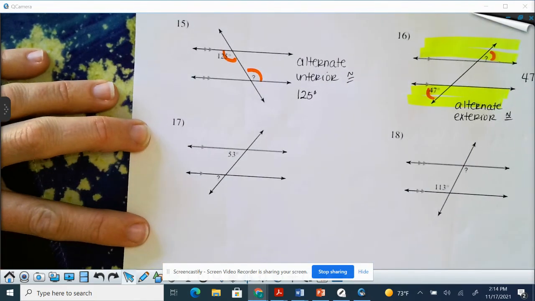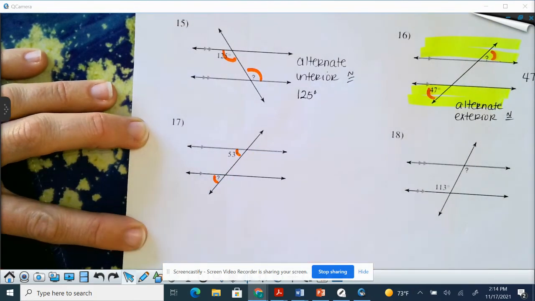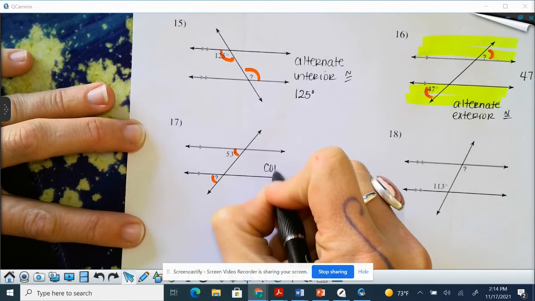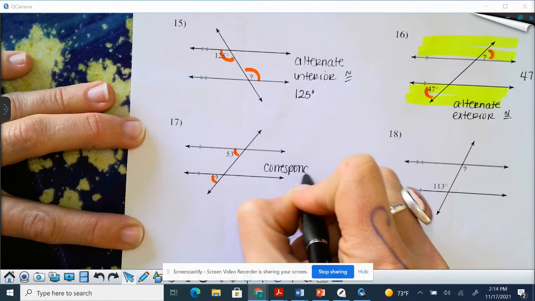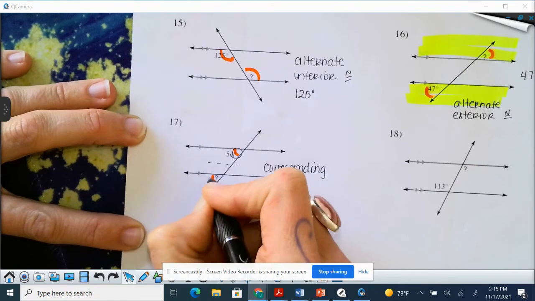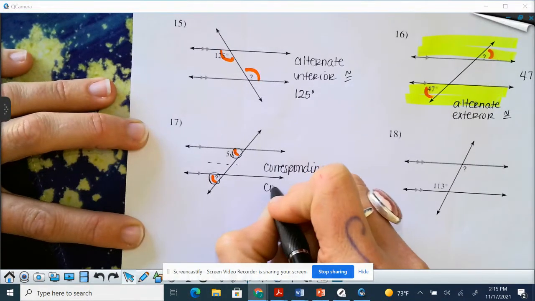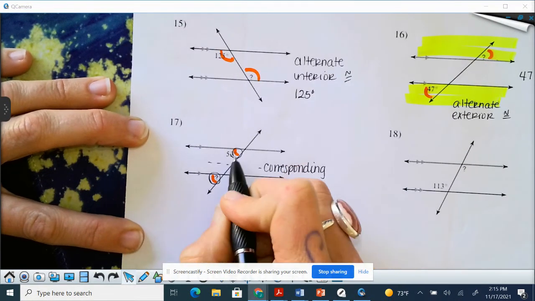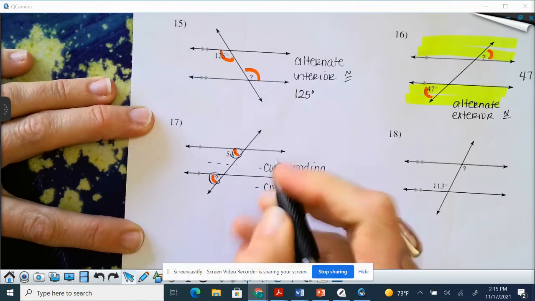All right, number 17. We're on the same side of our transversal, but one's on the inside and one's on the outside. So we know that means they are corresponding. That's when we were to cut this bad boy in half, this angle would fall on top of this angle, which means we know it's congruent. So that means because this is 53 degrees, we know this is 53 degrees.